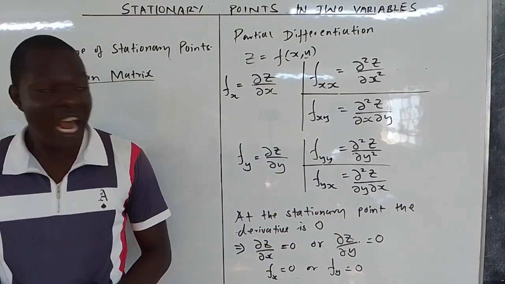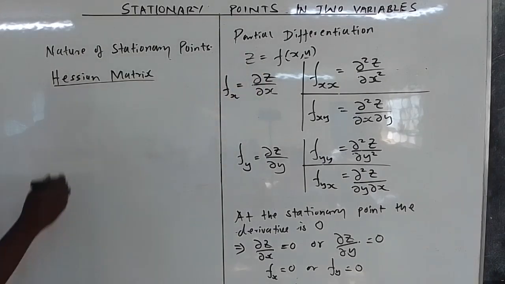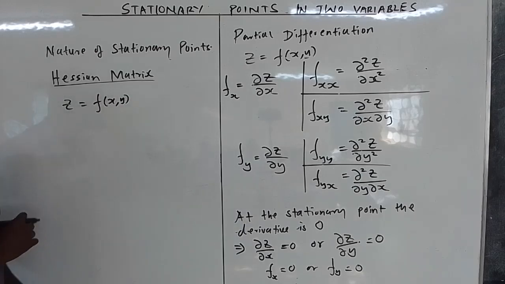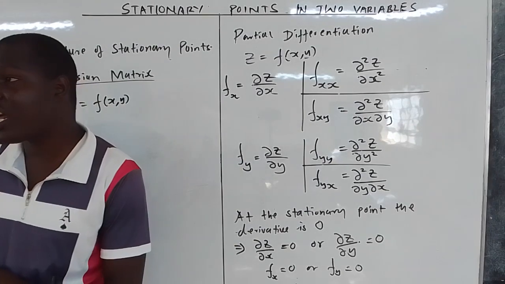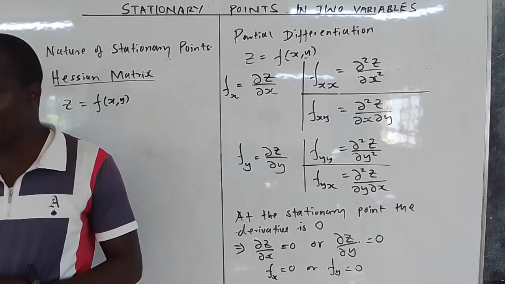Are we together? Now, how do we construct a Hessian matrix? You go back to your function. So you had Z to be a function of x, y, and we know this Hessian matrix is a matrix of second order partial derivatives. In a real sense, we are not interested in the Hessian matrix itself. We want to use the determinant of the Hessian matrix.